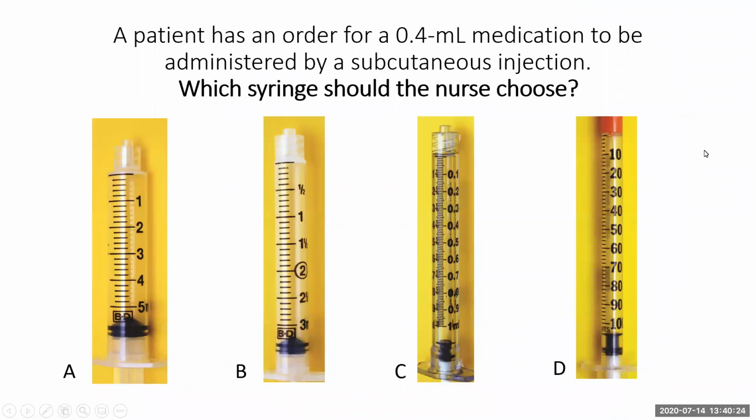Your first question. A patient has an order for a 0.4 ml medication to be administered by a subcutaneous injection. So which syringe should the nurse, you, choose to administer 0.4 mLs of medication? You have several options here. I want you to look at each one and look at the one that was going to give you 0.4, that type of measurement. And I'll pause and wait.